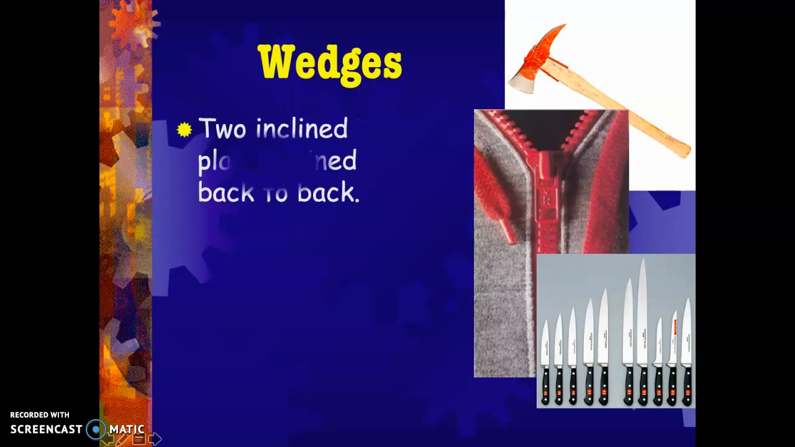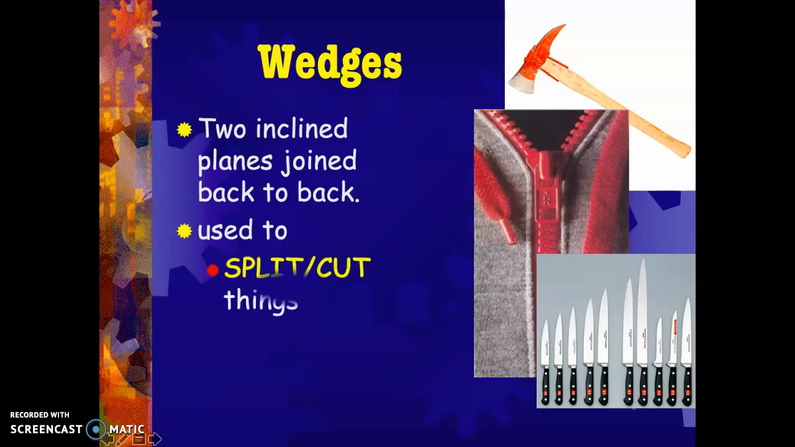You can see here in the picture some different wedges. We have an axe, we have some knives, we also have a zipper. Most people don't realize that a zipper is a special type of simple machine called a wedge. So, what are wedges? Wedges are nothing more than 2 inclined planes that have been joined back to back. So again, just like the screw, the wedge is a special type of inclined plane.